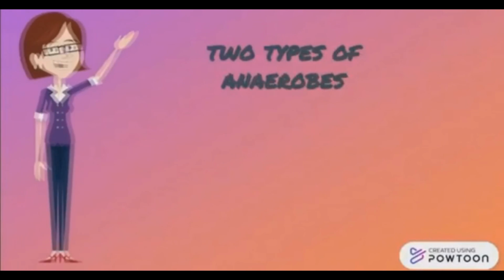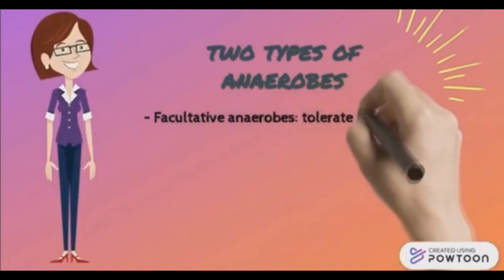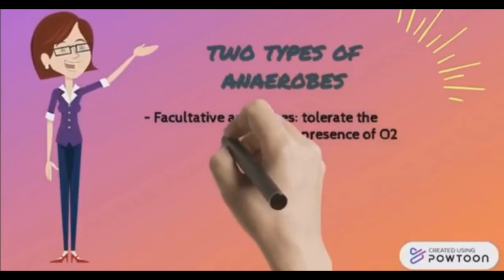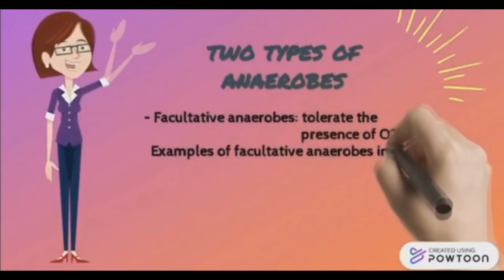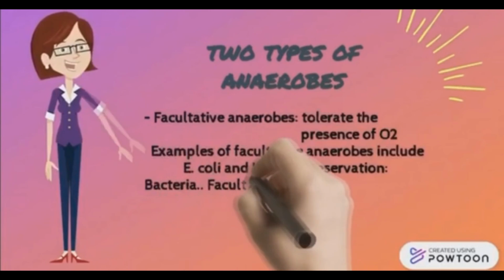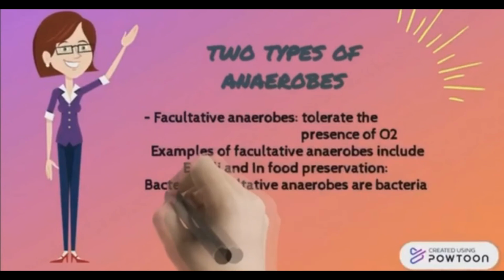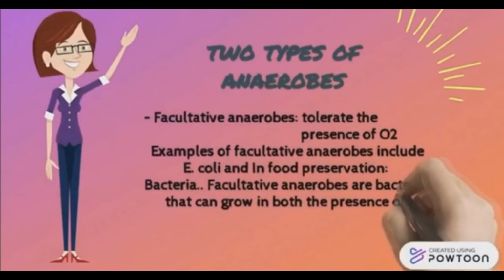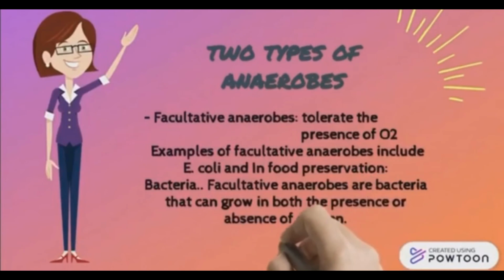There are 2 types of anaerob, which is the first one is facultative anaerob. It tolerates the presence of oxygen. Example of it is bacteria E. coli in food preservation. Facultative anaerob are bacteria that can grow in both presence or absence of oxygen.